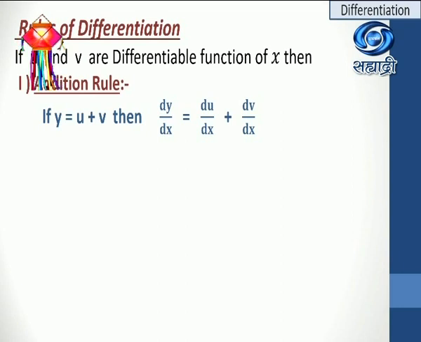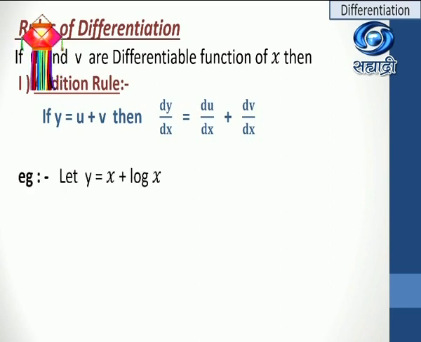Here y is the sum of two functions, u and v, where u is the first function and v is the second function. Then derivative of y with respect to x is equal to derivative of u, meaning derivative of the first function with respect to x, plus derivative of the second function with respect to x.